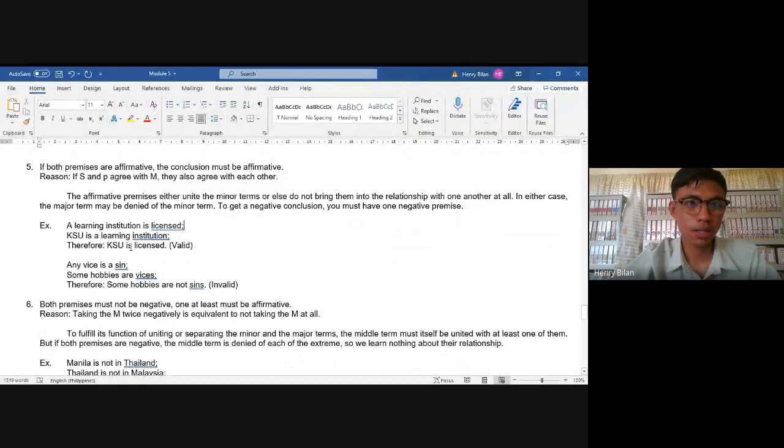Pero pag naging negative ito, invalid na siya. Kasi, saan galing yung not? Wala namang pinanggalingan. Wala namang negative dito sa taas, sa dalawang premises. Okay?